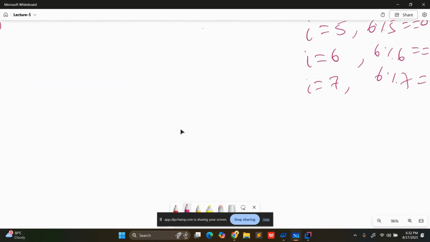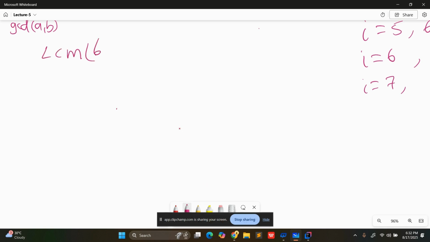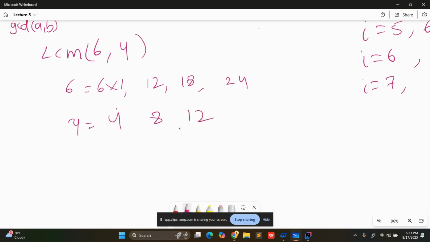And let's discuss the LCM. What is LCM actually? I want to find the LCM of 6 comma, let's say, 4. I want to write the multiples of 6. So 6 into 1, next 6 into 2 is 12, 6 into 3 is 18, 6 into 4 is 24. Write the multiples of 4 here. That is 4 into 1 is 4, 4 into 2 is 8, 4 into 3 is 12, 4 into 4 is 16. So LCM is the least common multiple.